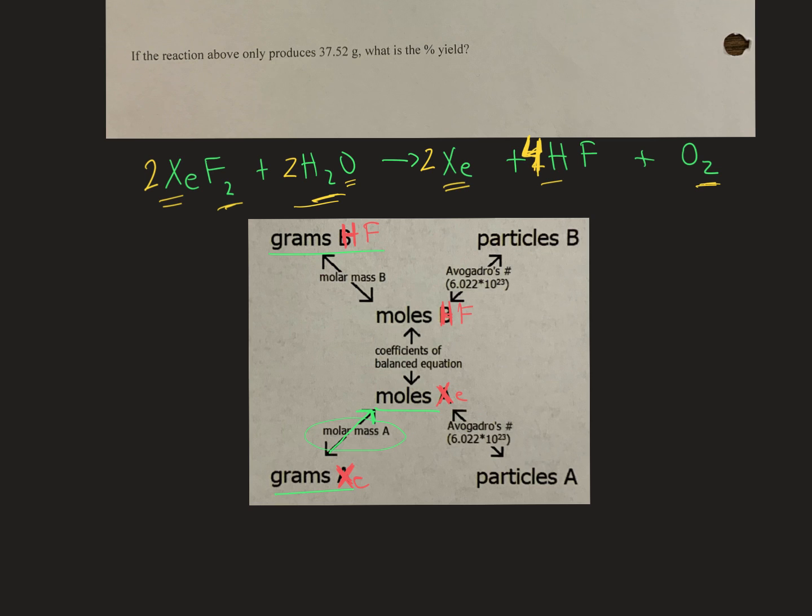Okay. So we are going to follow the path that gets us there. We're going to convert moles of Xe into moles of HF using what? Coefficients in our balanced equation. That's these numbers right here. Right?